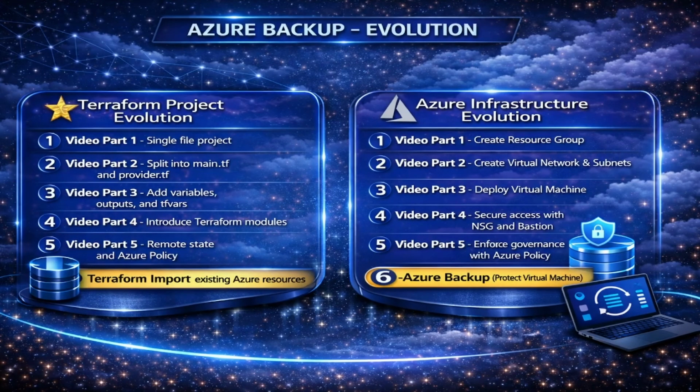On the Terraform side, we moved from a simple single file setup to a more structured and scalable architecture using modules, remote state, and governance controls. On the Azure side, we built a core infrastructure step by step, from resource group and networking to virtual machines and security improvements. Now in this part, we continue this evolution by introducing Terraform Import to manage existing resources and Azure Backup to protect our virtual machines.